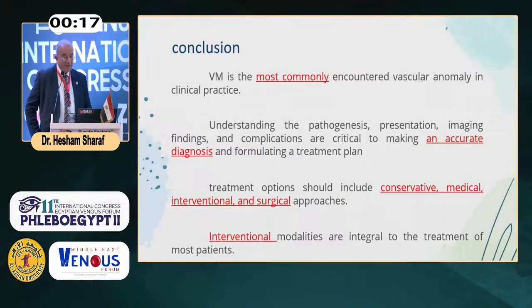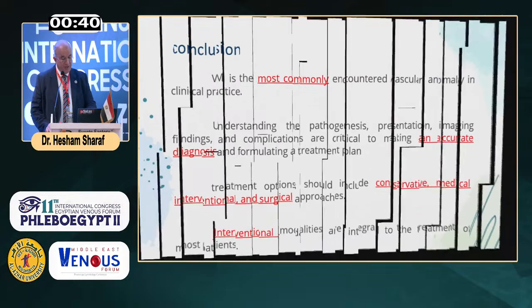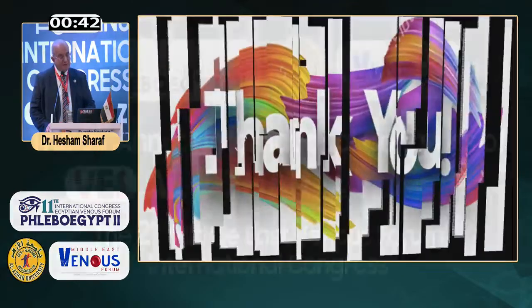Venous malformation is a commonly encountered vascular anomaly in clinical practice. Understanding the pathogenesis, presentation, imaging findings, and complications is critical to making an accurate diagnosis and treatment. Treatment options should include conservative, medical, interventional, and surgical approaches. Interventional modalities are integral to the treatment of most of our patients. Thank you very much for your attention.